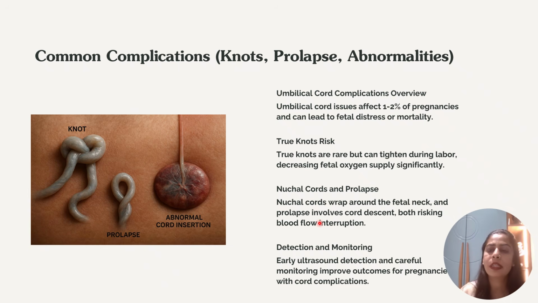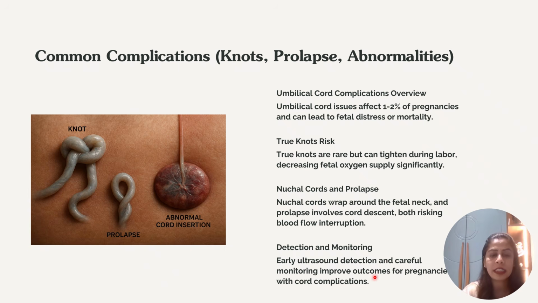Next, nuchal cords and prolapse. Nuchal cords wrap around the fetal neck and prolapse involves cord descent, both risking blood flow interruptions. So, this wraps around the baby's neck. A prolapse is when the cord falls down ahead of the baby. Both can accidentally squeeze the cord and stop the blood flow.